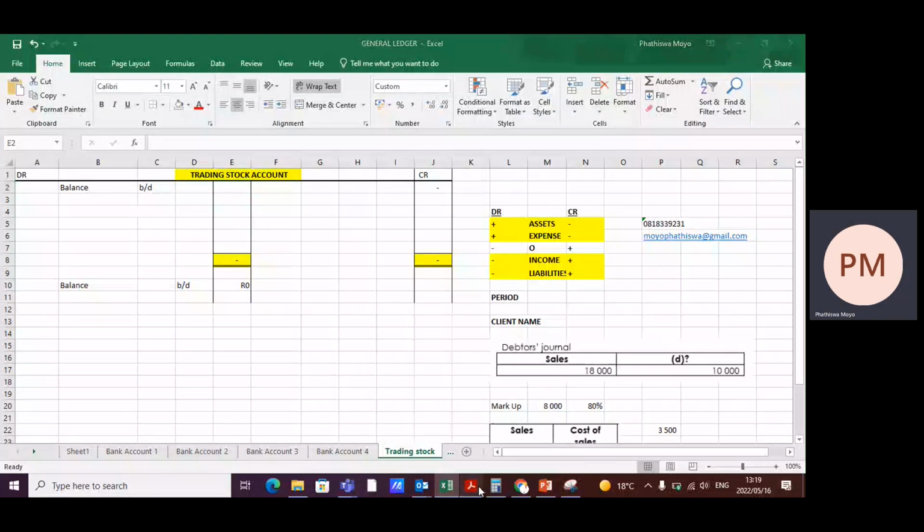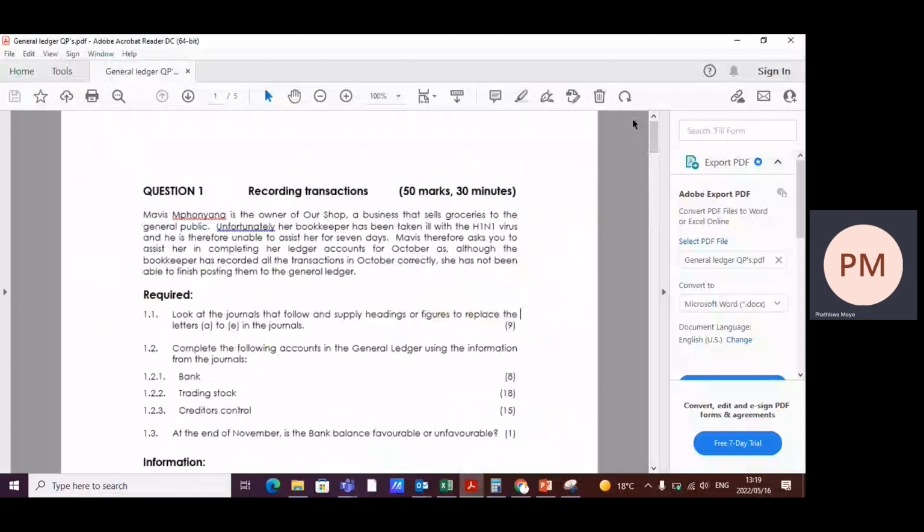Okay, so let's go back to... Do you think it's our shop? I didn't develop this question paper. I found it from Siyavula. I think it's Siyavula now. Okay. So now we're doing the bank account.